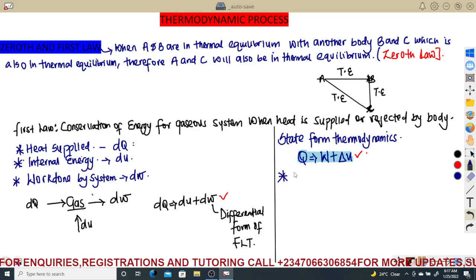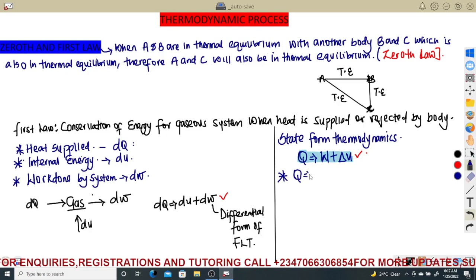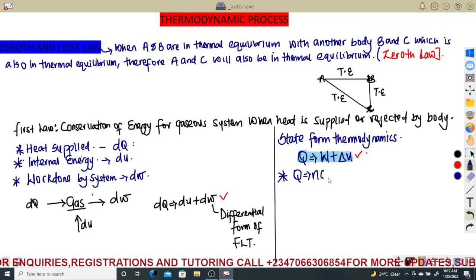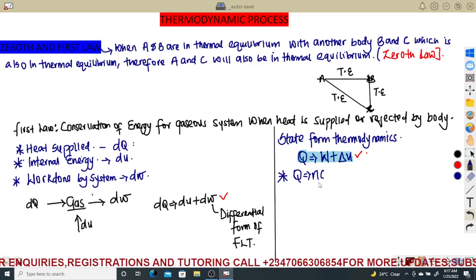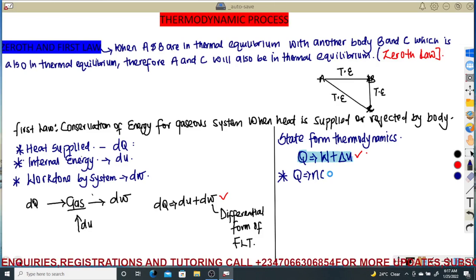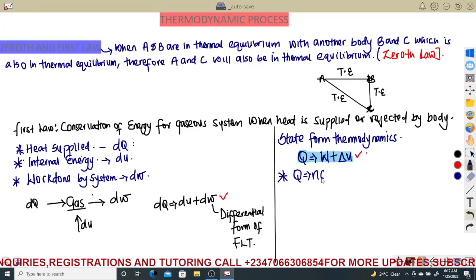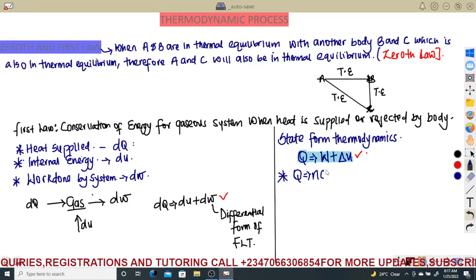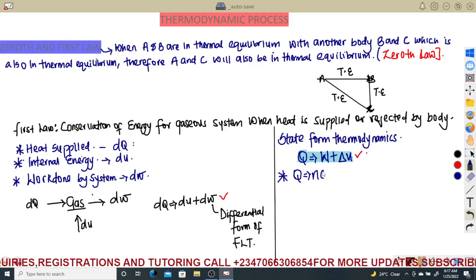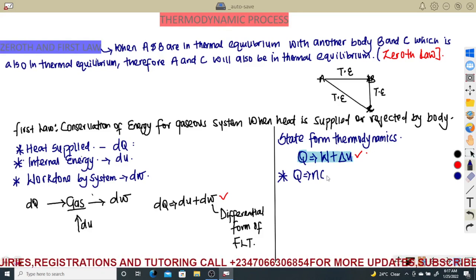So we say the quantity of heat supplied to a body is given by the formula nCΔT. Remember when we did calorimetry, the quantity of heat supplied to a body to raise the temperature by unit mass is given as mcθ. So in this one, we are talking about nCΔT.